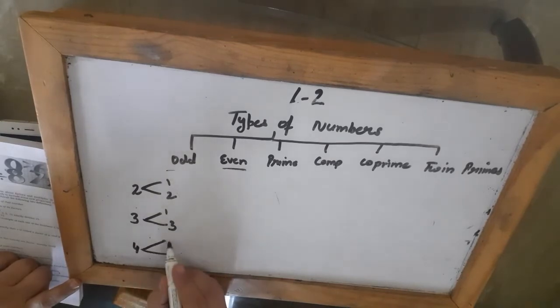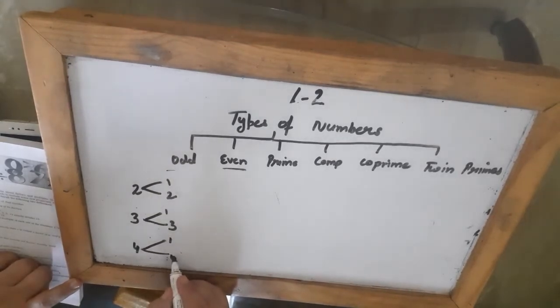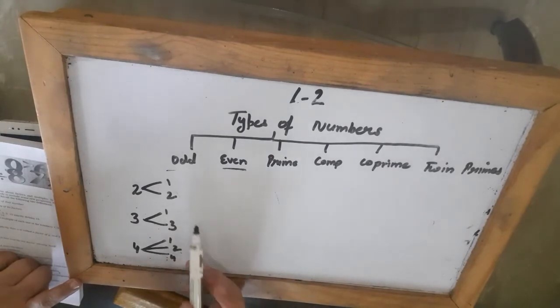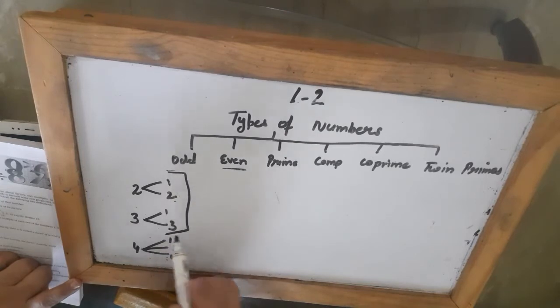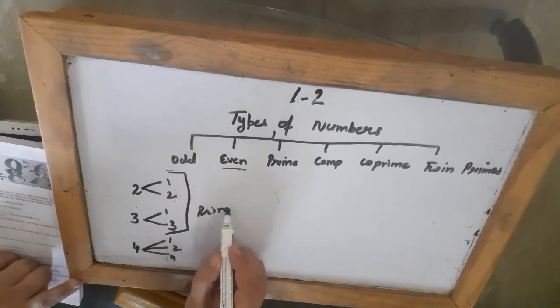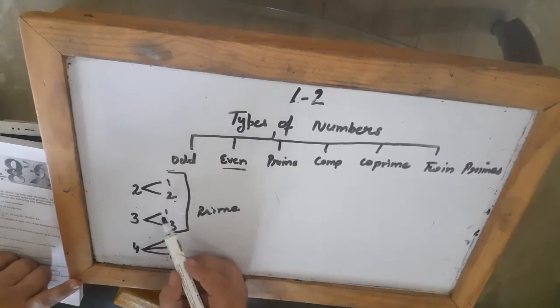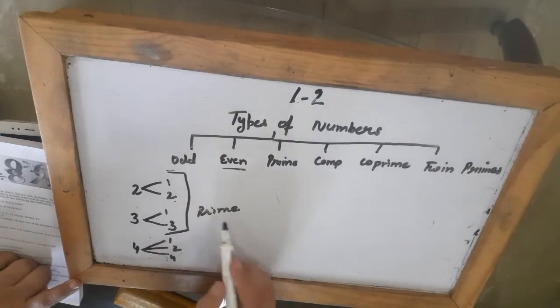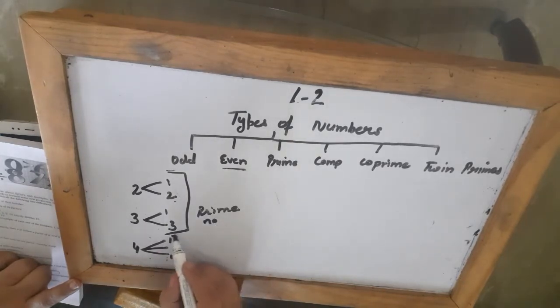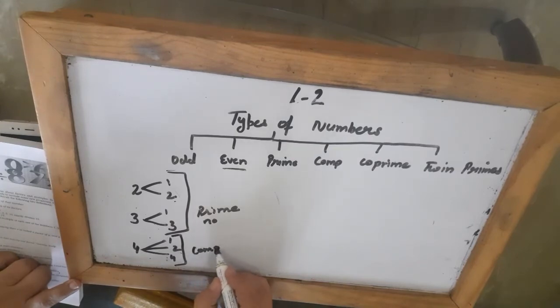4 is having 1, 4 and 2 also. So the numbers which have only two factors, they are called prime numbers, which are divisible by only 1 and itself. Only 1 and itself, they are called prime numbers. But the numbers which have more than two factors, they are called composite numbers.